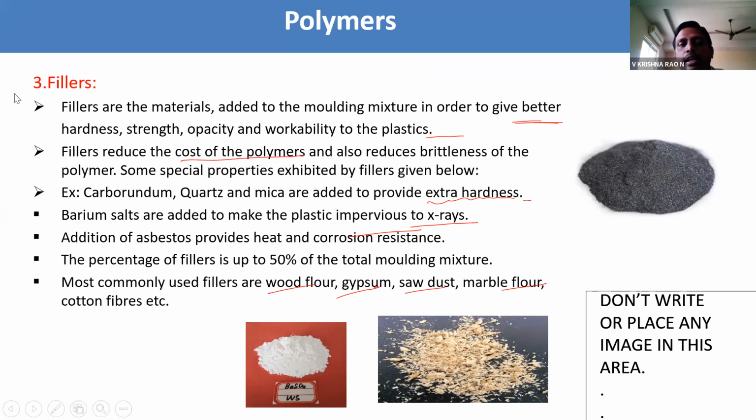These act as fillers in the compounding of plastics. These are wood flour, gypsum, sawdust, marble flour, cotton fibers, etc., which act as fillers in the compounding of plastics.